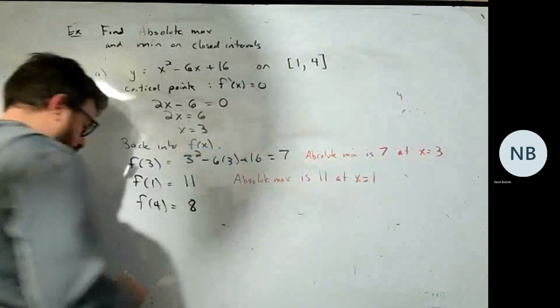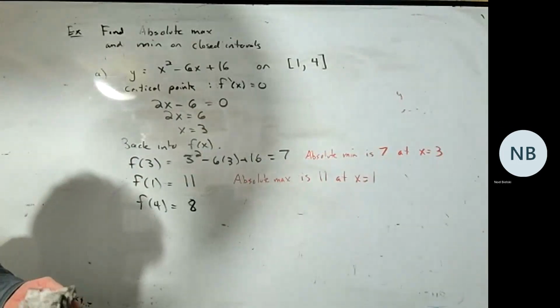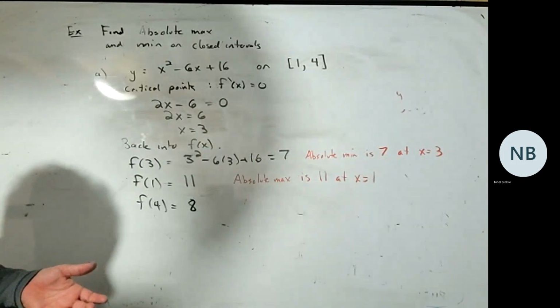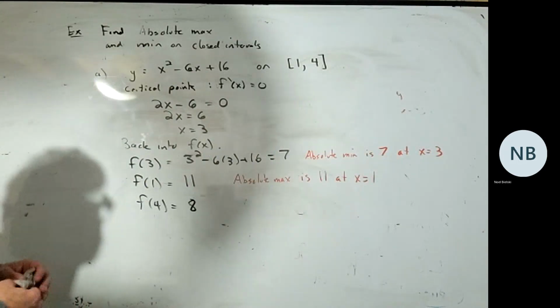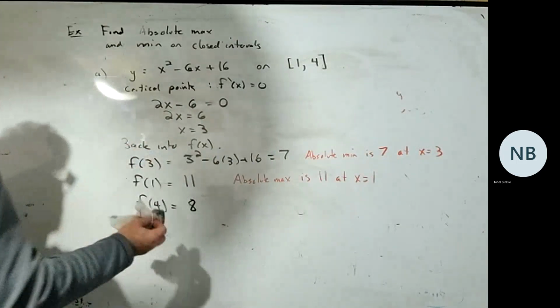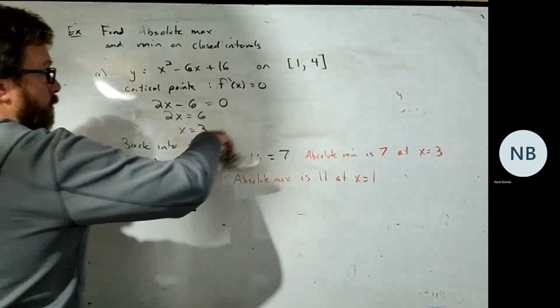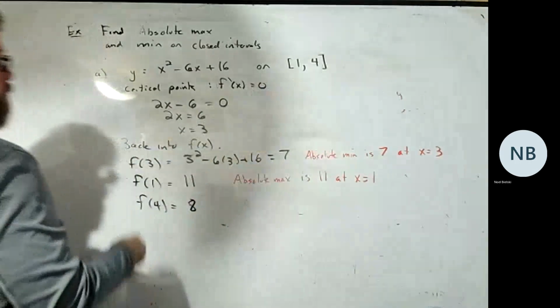What's nice about closed intervals is the absolute max and absolute min will only happen at these candidates. So you don't have to do anything special. We just find its derivative, set it equal to 0, check its endpoints, and then figure out what's bigger.